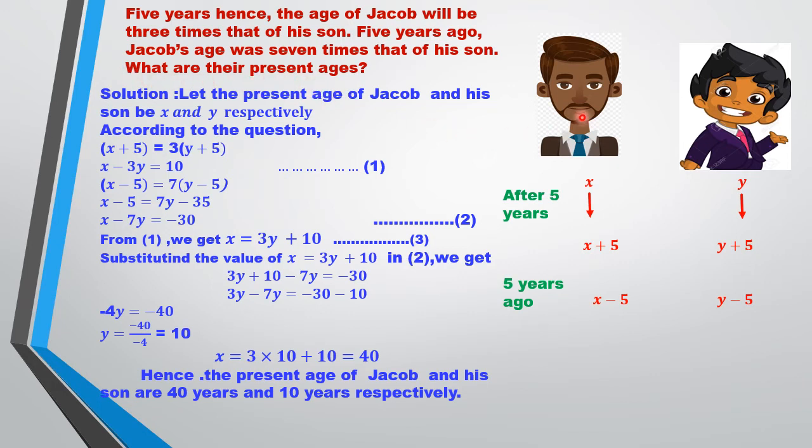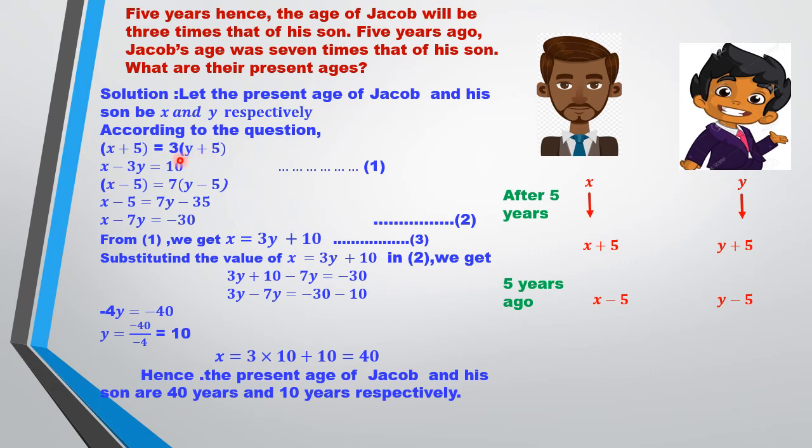So we have to first assume the present ages to be x and y. 5 years hence means after 5 years their ages will be x plus 5 and y plus 5. But these two ages are not balanced. We have to balance them. For that, we have to multiply this smaller age with a certain number in order to balance it with the greater age. So here it is.